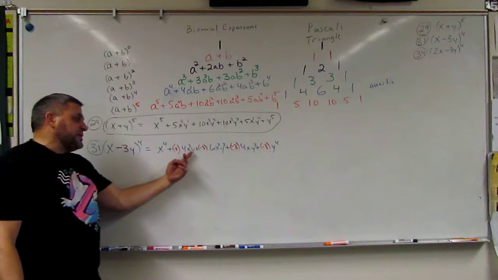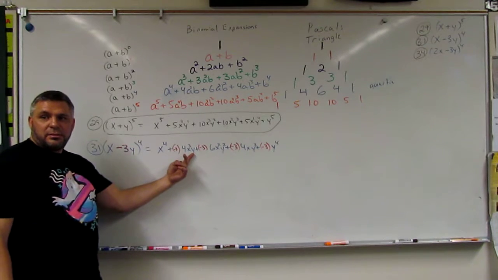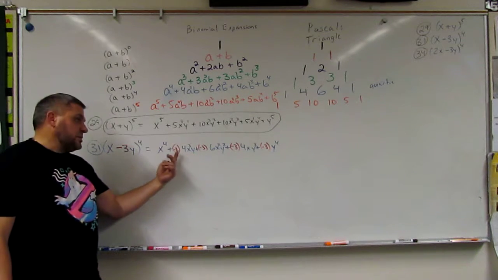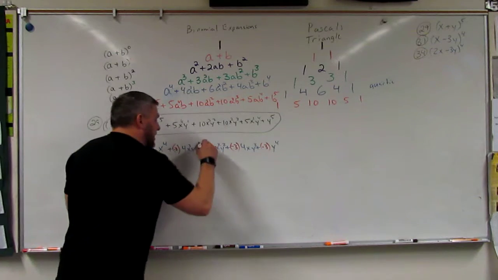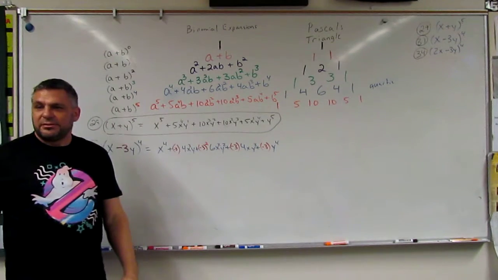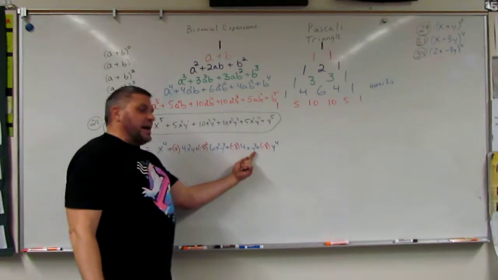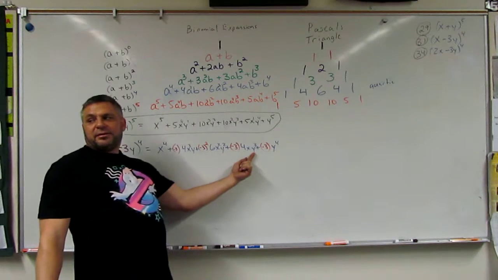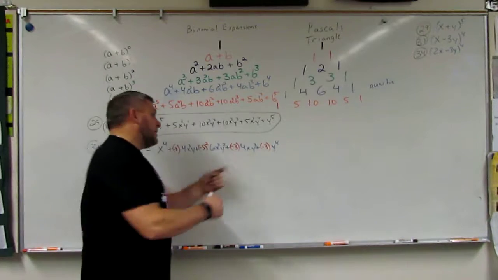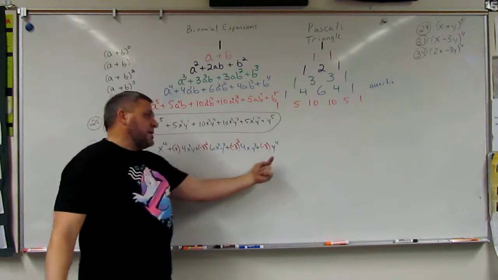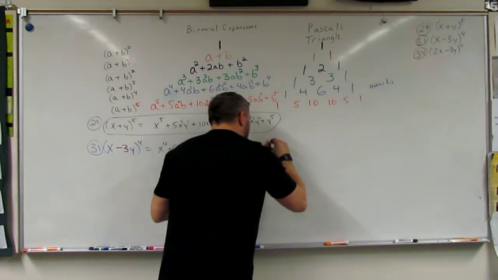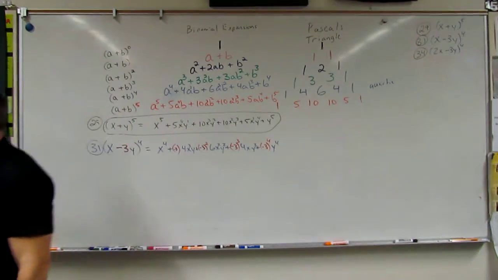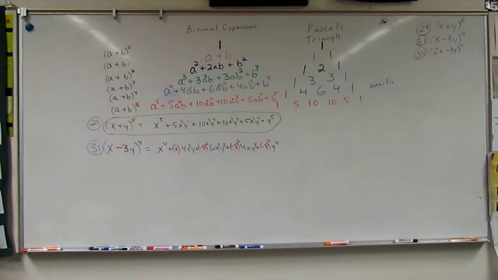But it's not just negative 3. How many y's are here? 1. So there's 1 negative 3. How many y's? 2. So there have to be 2 of these. How many y's? 3. That means there have to be 3 of these. How many y's? 4. That means there have to be 4 of these. Alright, now we're going to simplify.